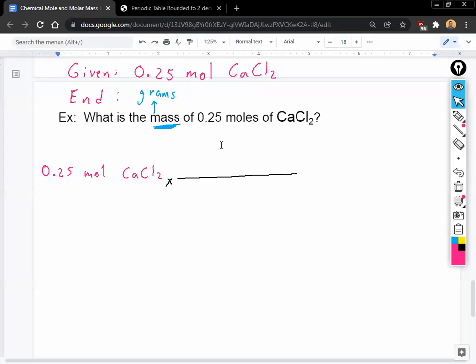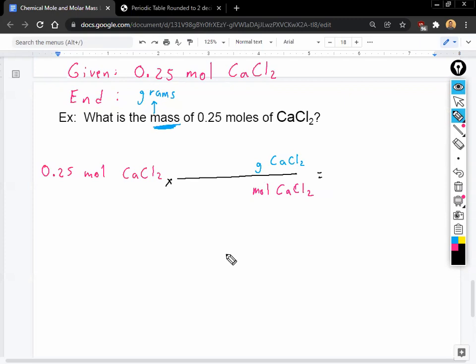Okay, so we set up our fraction, and now let's figure out what to put on the fraction. So I want to get rid of moles. So if I want to get rid of moles, should I put it on the top or the bottom? The bottom, yeah, that way it can cancel out. So moles of CaCl2 goes on the bottom. And then I'm looking for grams, so I'm going to put grams of CaCl2 on the top. And then from there, we can solve it out. All we need to do is plug in the numbers, okay?